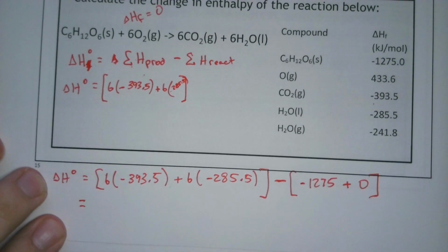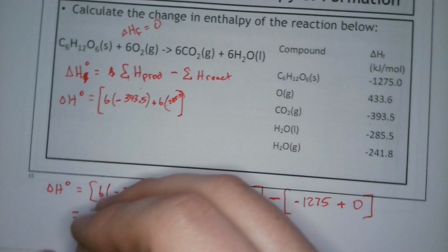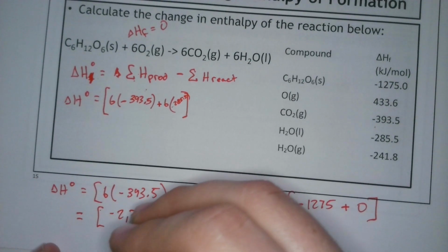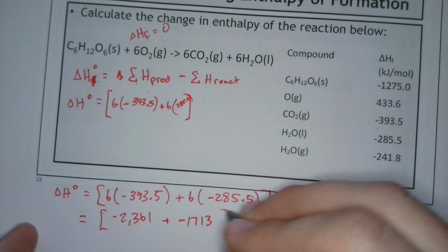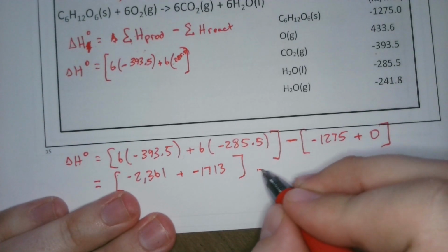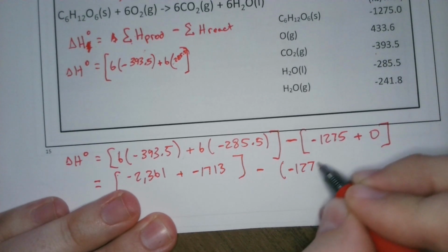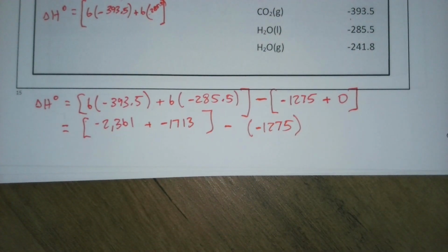Okay, I'm going to simplify each of these terms. You can just type this whole thing into your calculator if you're confident in that, or you can break it down. The first term, 6 times negative 393.5 is a negative 2361, plus 6 times negative 285.5 is a negative 1713. So we're going to add those two negative numbers together. Then we are subtracting a negative 1275. So then I'm just going to add these two negatives together.